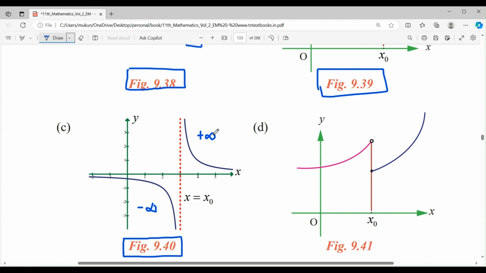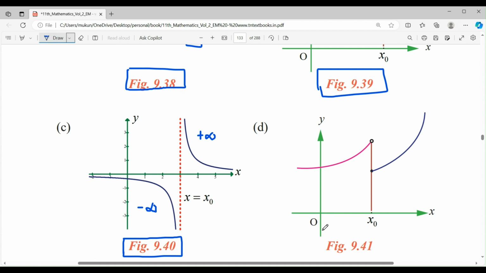Now can we remove this discontinuity? The answer is no, right? And can we call it a jump discontinuity? No, right? Because in both these cases we see that the limit does not exist. Both the left hand limit and the right hand limit do not exist, and at the same time the function is undefined at x equals x naught, right? So this is neither a jump discontinuity nor a removable discontinuity, and that's the point you'll have to understand, right?